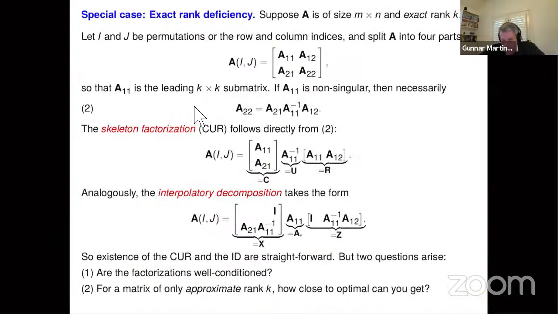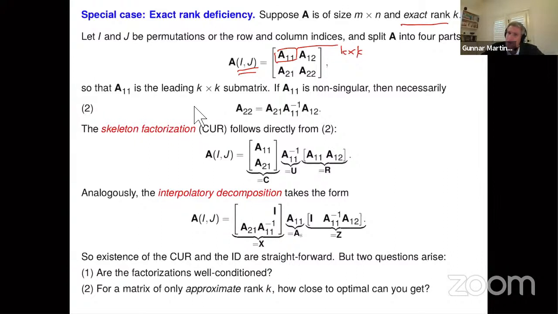Okay, so the existence of these factorizations is a completely elementary fact. It follows immediately from the fact that the matrix has low rank or approximate low rank. To describe this, let us start with the simplest case, in which we assume that the matrix has exact rank K. Then we split it into four blocks, so that the top left block is a K by K submatrix, and we want that block to be non-singular. That's why I may need to permute the rows and the columns.